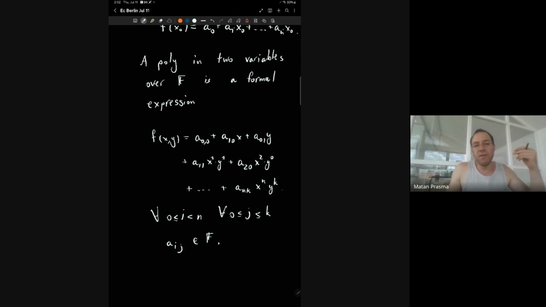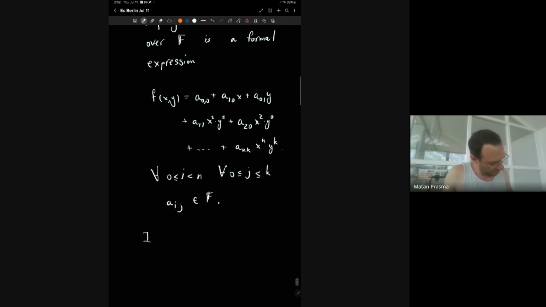And now if you give me a pair of elements in the field, if x0, y0 are two elements in the field, then I can substitute x0 and y0 into f, and I get some element in the field.